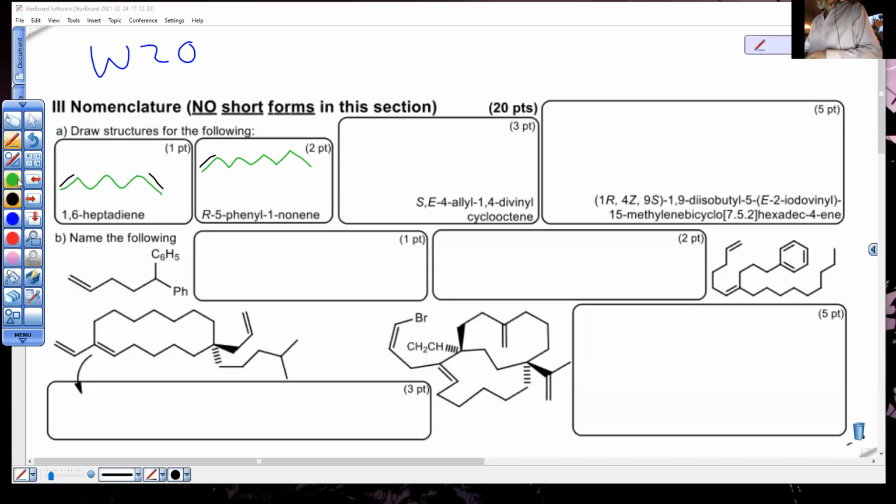5's a stereocenter. It's got a phenyl on it. No short forms. You gotta show me you know how to draw a phenyl. You draw what looks like cyclohexane, and then you alternate double bond, single bond, double bond, single bond, double bond. Don't invent your own way to draw a phenyl, please.